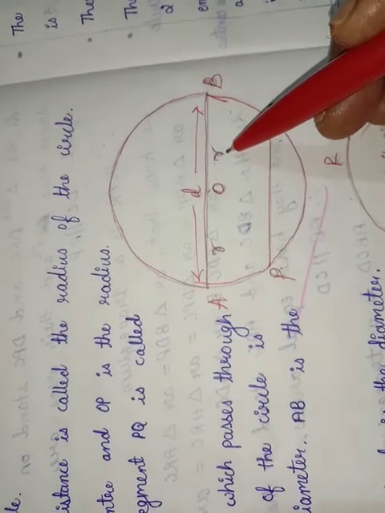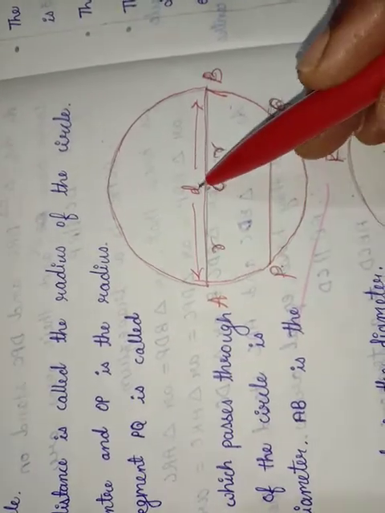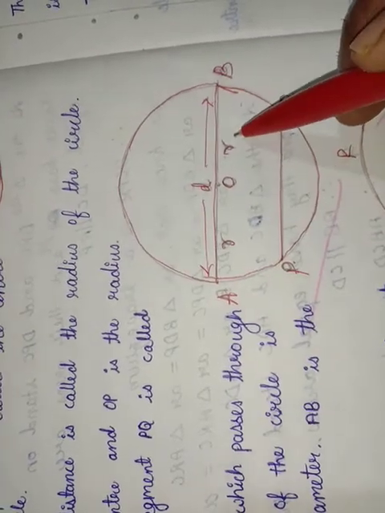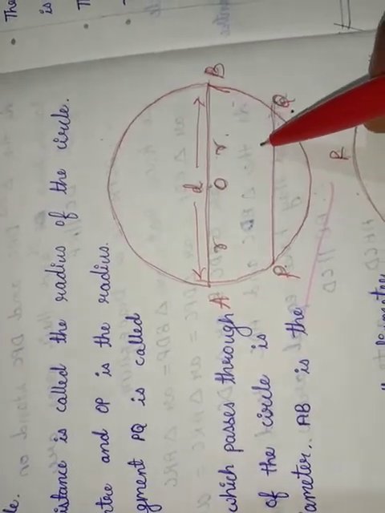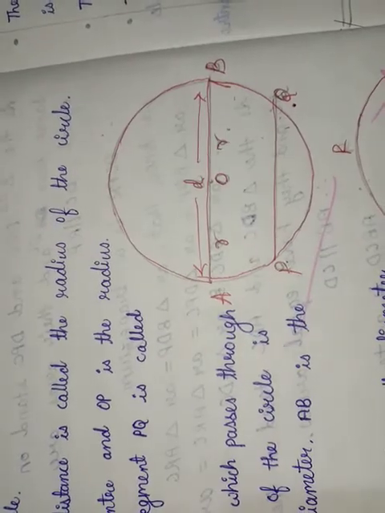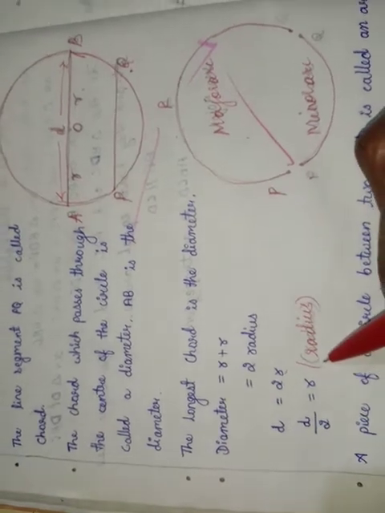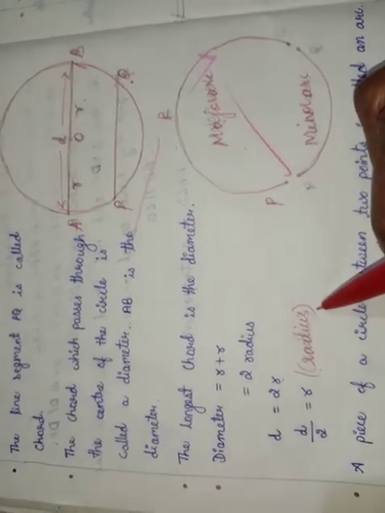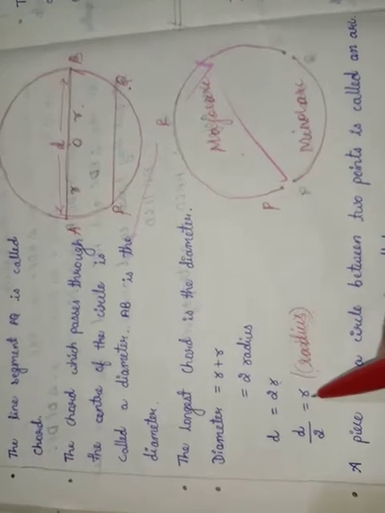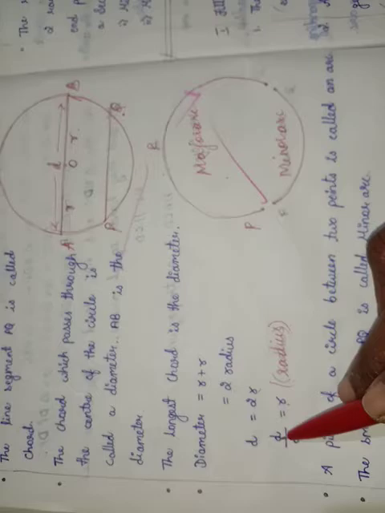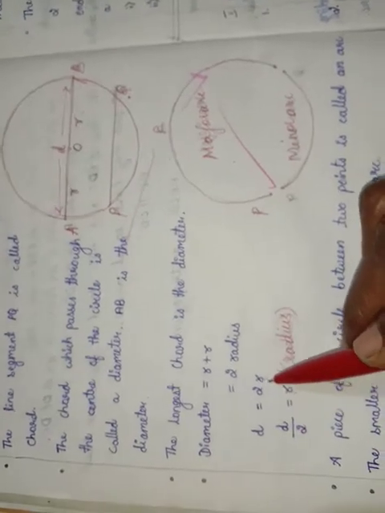And there is a relationship between radius and diameter. Diameter is equal to R plus R, okay, 2 times radius, that is D is equal to 2R. Then D by 2 is equal to R. That is, radius is equal to half of diameter. Our diameter is equal to 2 times radius.